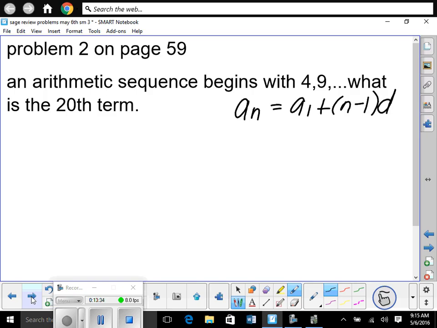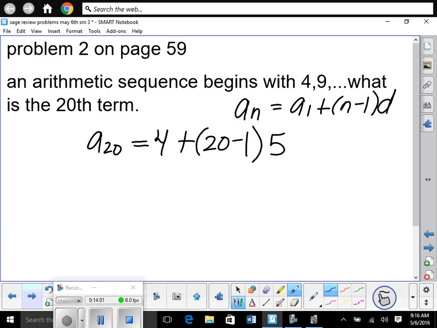But I'm going to do it this way. So we want a sub 20. What's a sub 1? 4, and then plus, and then it was n, and it's 20, so we're doing 20 minus 1 times the common difference. Now, what's the difference? Now, you have to make sure you do 9 minus 4. Does that make sense, everybody? The one that comes before the value above it. So wouldn't our difference be 5? Positive 5. So we're multiplying by positive 5.